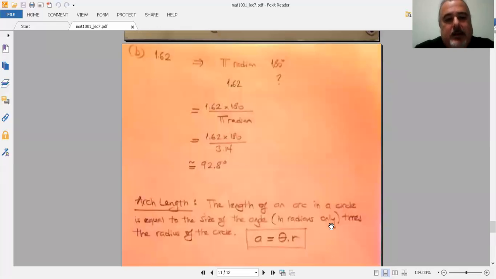So the arc length. The length of an arc in a circle is equal to the size of the angle in radians only times the radius of the circle. So the arc length is the angle multiplied by the radius.